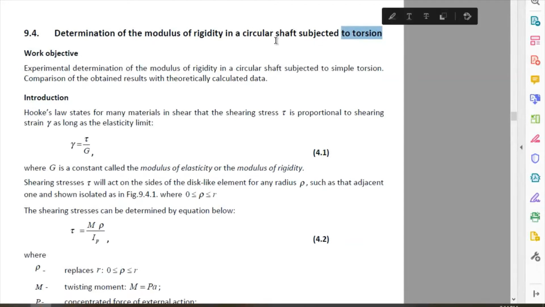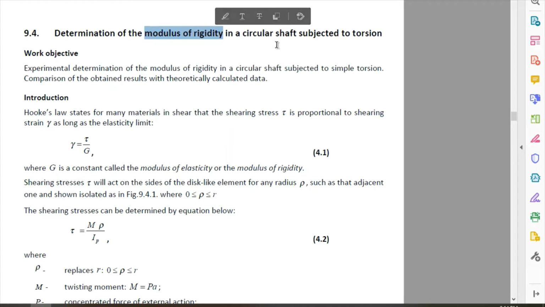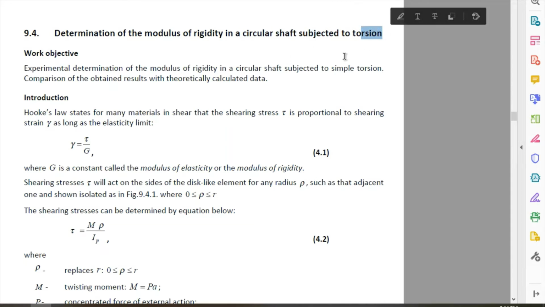This experiment is equivalent to the first experiment in which we determine the modulus of elasticity of normal rectangular plates or specimens. The difference will be that instead of modulus of elasticity, we are studying today modulus of rigidity, and that's why we have the circular shaft instead of rectangular blades, and torsion instead of tension.